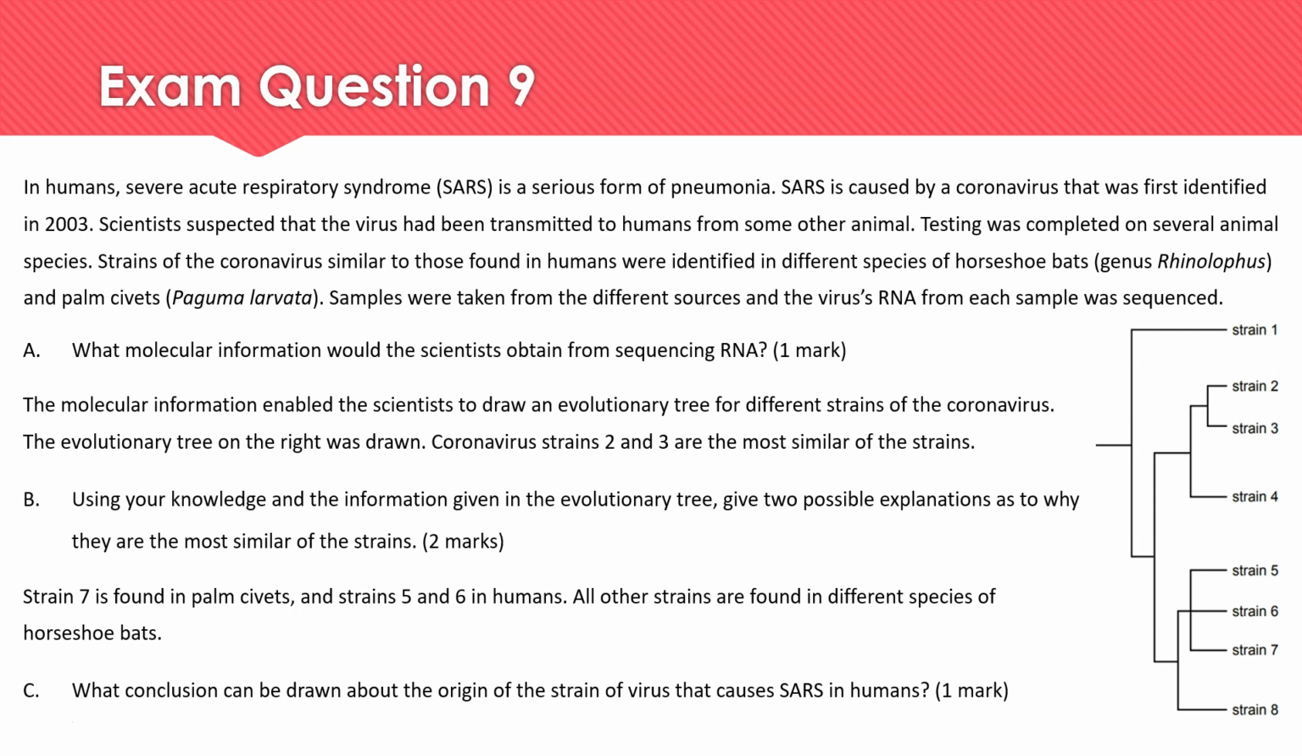The molecular information enabled the scientists to draw an evolutionary tree for different strains of the coronavirus. The evolutionary tree on the right was drawn. Coronavirus strains 2 and 3 are the most similar of the strains. B. Using your knowledge and the information given in the evolutionary tree, give 2 possible explanations as to why they are the most similar of the strains. Strain 7 is found in palm civets, and strains 5 and 6 in humans. All other strains are found in different species of horseshoe bats. C. What conclusion can be drawn about the origin of the strain of virus that causes SARS in humans? So pause your video, write down your answers for A, B, and C, and then check them against the video linked in the description box below.